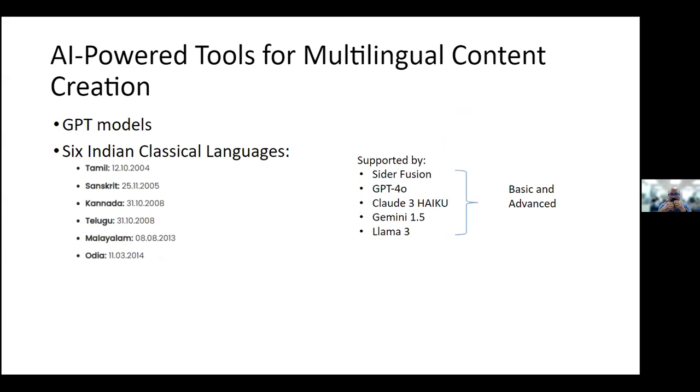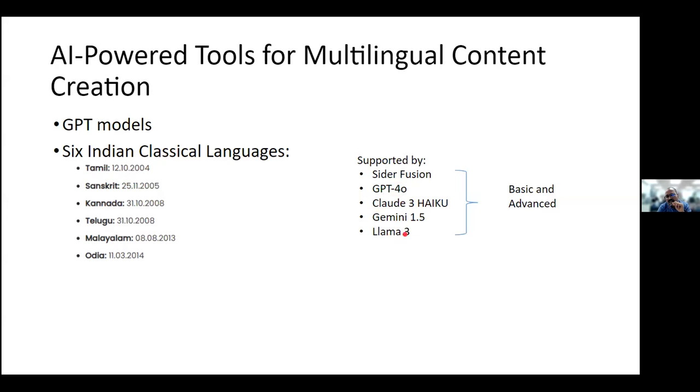When we talk about AI-powered tools, we largely have GPTs, like ChatGPT which you are already using. GPT stands for Generative Pre-Trained Transformers. When this began, it initially began for 6 Indian classical languages: Tamil, Sanskrit, Kannada, Telugu, Malayalam, and Odia, and later it was developed to other languages. Today I'm going to show you one AI tool which gives outputs in around 15 Indian languages. It is supported by GPT-4, this is OpenAI, ChatGPT 4.0, Claude 3, Gemini 1.5, this is by Google, and Llama 3, this is by Meta.